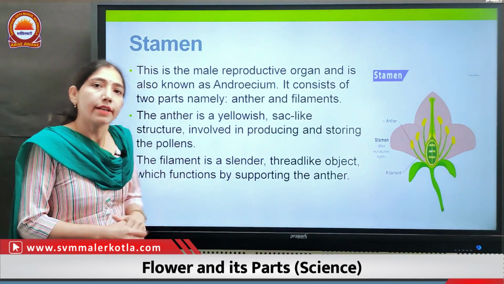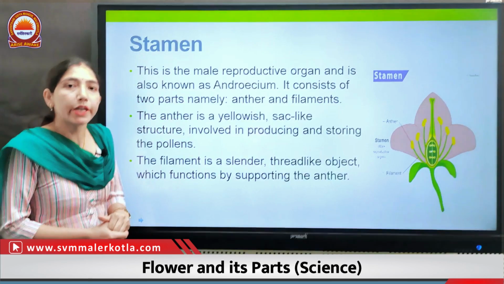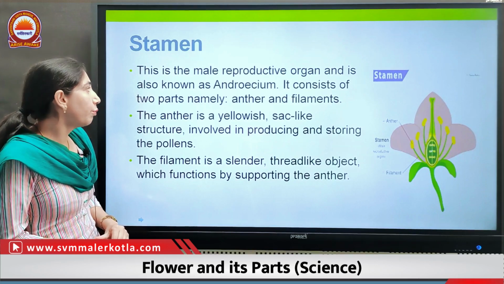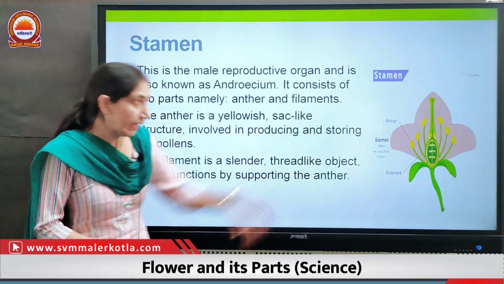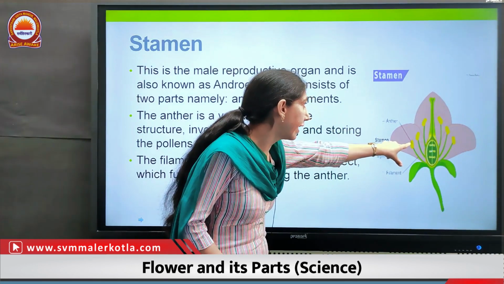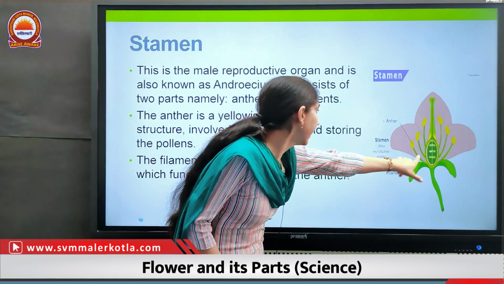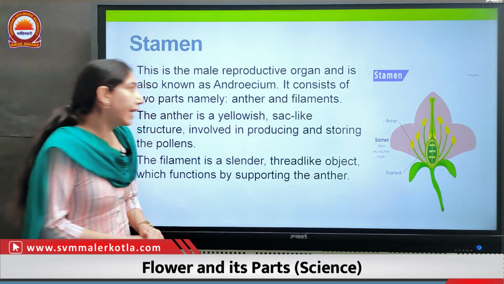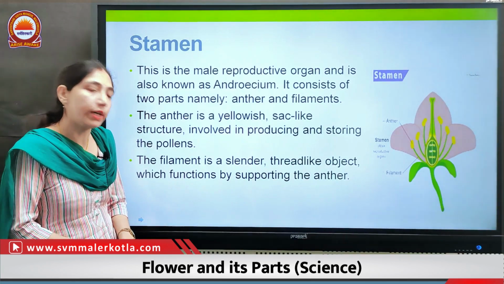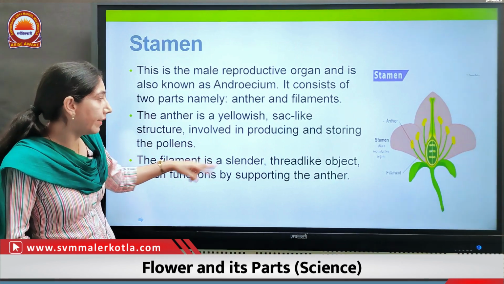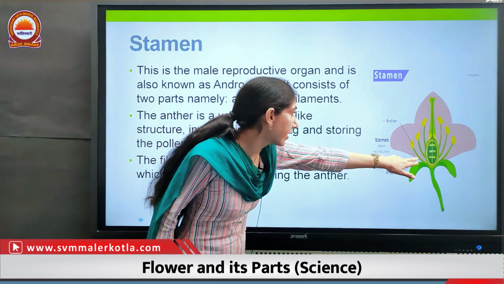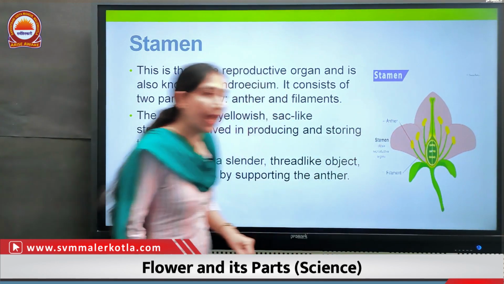So first is the stamen. The stamen is the male reproductive part of a flower and it is also known as androecium. It consists of two parts, mainly the anther and the filament. Here we can see the stamen. The yellow part is the anther, and this structure is the filament. The anther is a yellowish sac-like structure involved in producing and storing the pollen. And the filament is a slender thread-like object which functions by supporting the anther. Here we can see a thread-like structure that provides support to the anther.